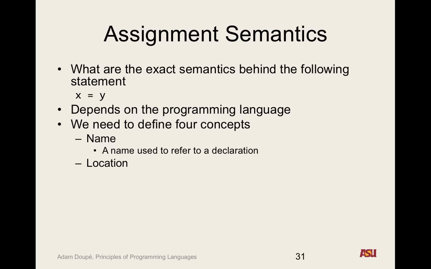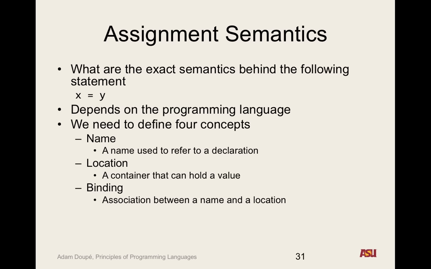We're also going to talk about locations. A lot of you may be tempted to think about a location as a place in memory, like a specific memory address. But I want you to think a little more generally: a location is just some container that can hold a value. And a binding is the association between a name and a location. When we declare that X is something, that X is stored somewhere, it has some location. The fact that we declared it means we're binding that name X to that location, whatever it is.